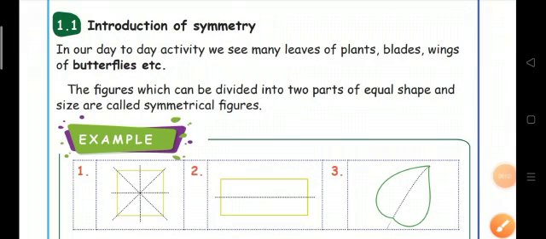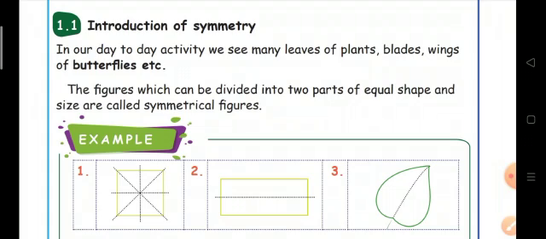See, first, introduction of symmetry. In our day-to-day activity, we see many leaves of plants, blades, wings of butterflies, etc. The figures which can be divided into two parts of equal shape and size are called symmetrical figures. Okay, we have already seen this too.